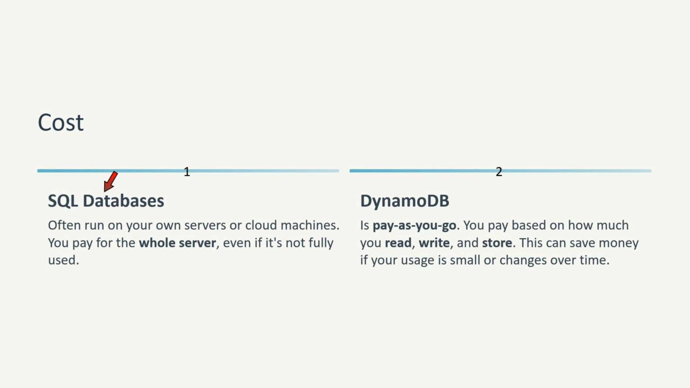SQL databases often run on your own servers or cloud machines. You pay for the whole server, even if it is not fully used. The DynamoDB concept is pay as you go. You pay based on how much you read the data, write the data, and store the data. This can save money if your usage is small or changes over time.